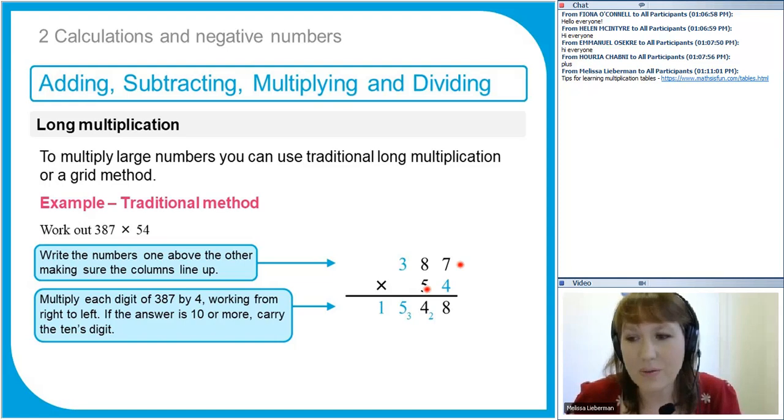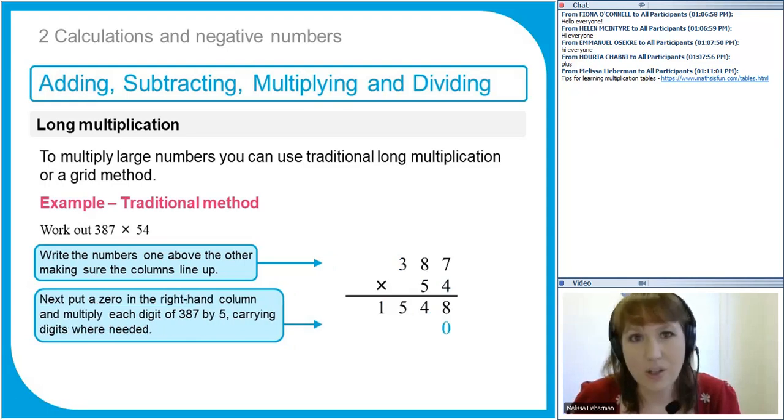Next, I'm going to work out 5 times 387, but with a 0, because it's actually 50. So 50 times 387. So the first thing to do is put down a 0. Then we're going to go through as we did before. 5 times 7 is 35. So put down the 5, carry 3. 5 times 8 is 40. Plus the 3 is 43. So put down the 3 and carry 4. 5 times 3 is 15. Plus 4 is 19. So we just write that in there like that.